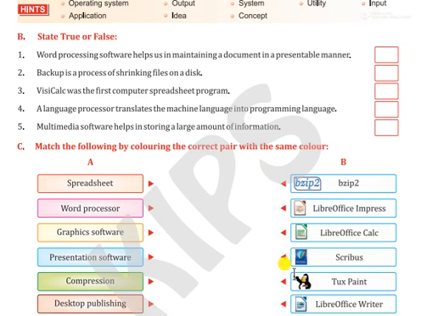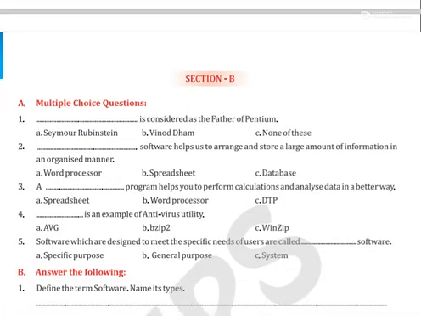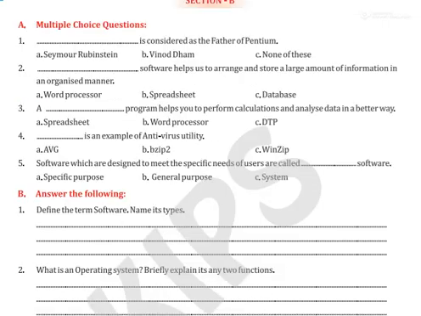Done? Okay, now let's move to the next exercise, and your next exercise is multiple choice questions. In multiple choice questions, your first question is, dash is considered as the father of Pentium. He is Vinod Dham. So your answer number 1 is B, Vinod Dham. He is considered the father of Pentium.